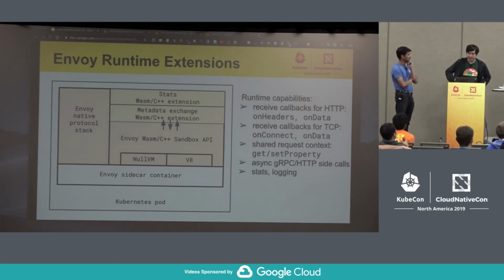The API is very basic. What it gives you is the ability to subscribe to the normal filter-like events. Whenever a request is processed, you can listen on headers, you can listen on data, you can listen on TCP connections. We also provide a shared attribute context, a context for anything request-related. That way extensions can exchange data between each other. We also allow you to make side calls, so you can call out using gRPC or HTTP if you want to. And finally, we expose the native stats and logging subsystem from Envoy so that will give you the raw native performance power.